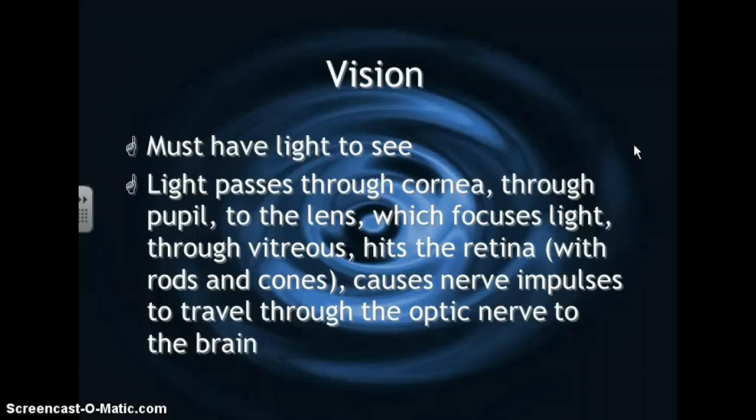The light then is going to pass through the cornea, the pupil, hit the lens, which is going to focus it through the vitreous, which is a liquid substance. Then it's going to strike the retina, where our rods and cones are, which is going to create nerve impulses that travel through the optic nerve and to the brain.